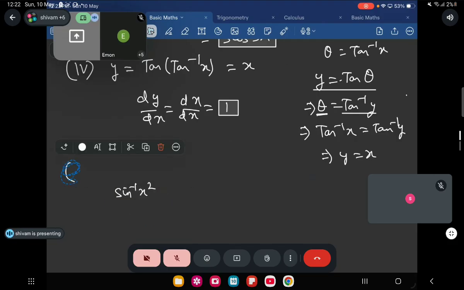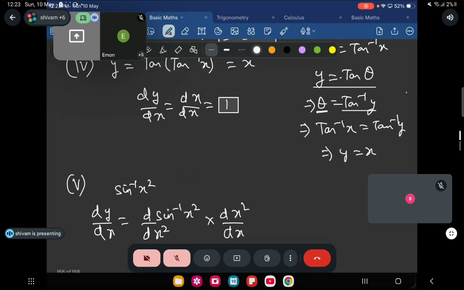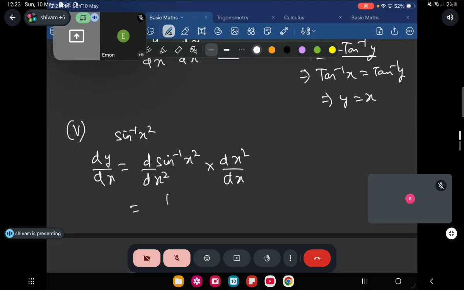Sine inverse x square. Okay, everyone. This is part 5. So, what is dy by dx? Dy by dx will be equal to d by dx of sine inverse x square. You have to differentiate with respect to theta, then dx square by dx. D sine inverse x square will become 1 by root over 1 minus x square whole square, multiplied by d by dx of x square, which is 2x. So it will become 2x upon root over 1 minus x to the power 4.